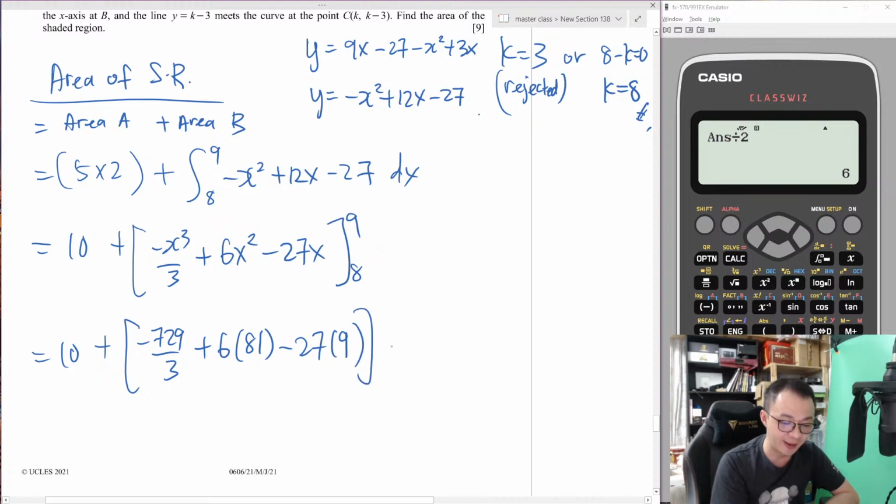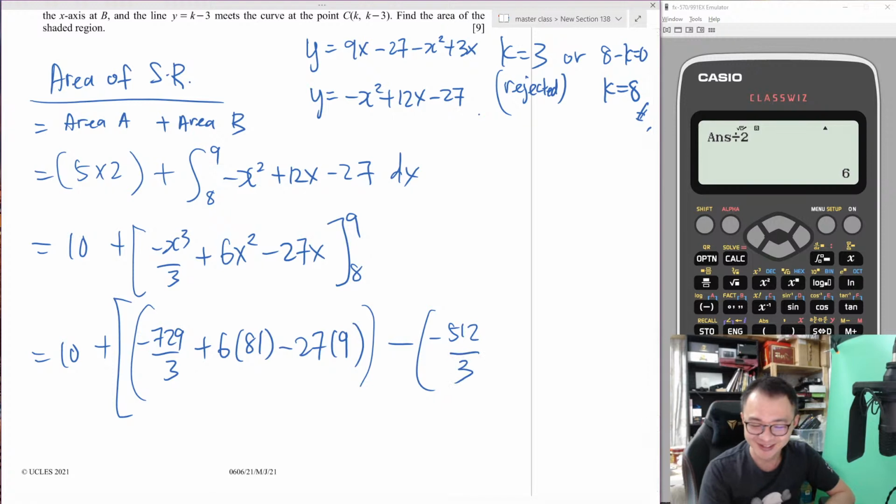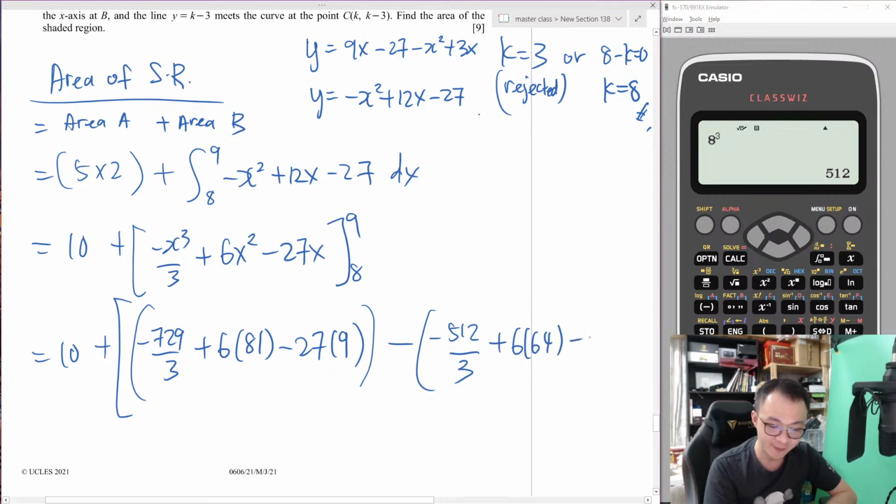And then I put the big brackets. I minus it. This one more big bracket. It doesn't matter. 8 cubed is 512, isn't it? Sometimes I don't trust my brain so much. Yeah, 512. 64 minus 27 times 8.